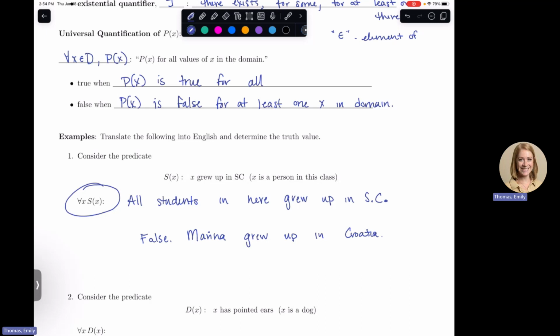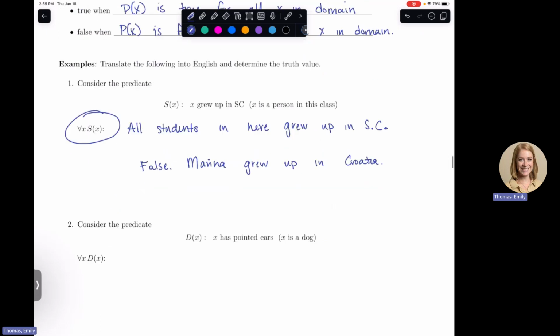Logan, where did you grow up? Where? What part of New York? Upstate. So not the concrete jungle. Okay.